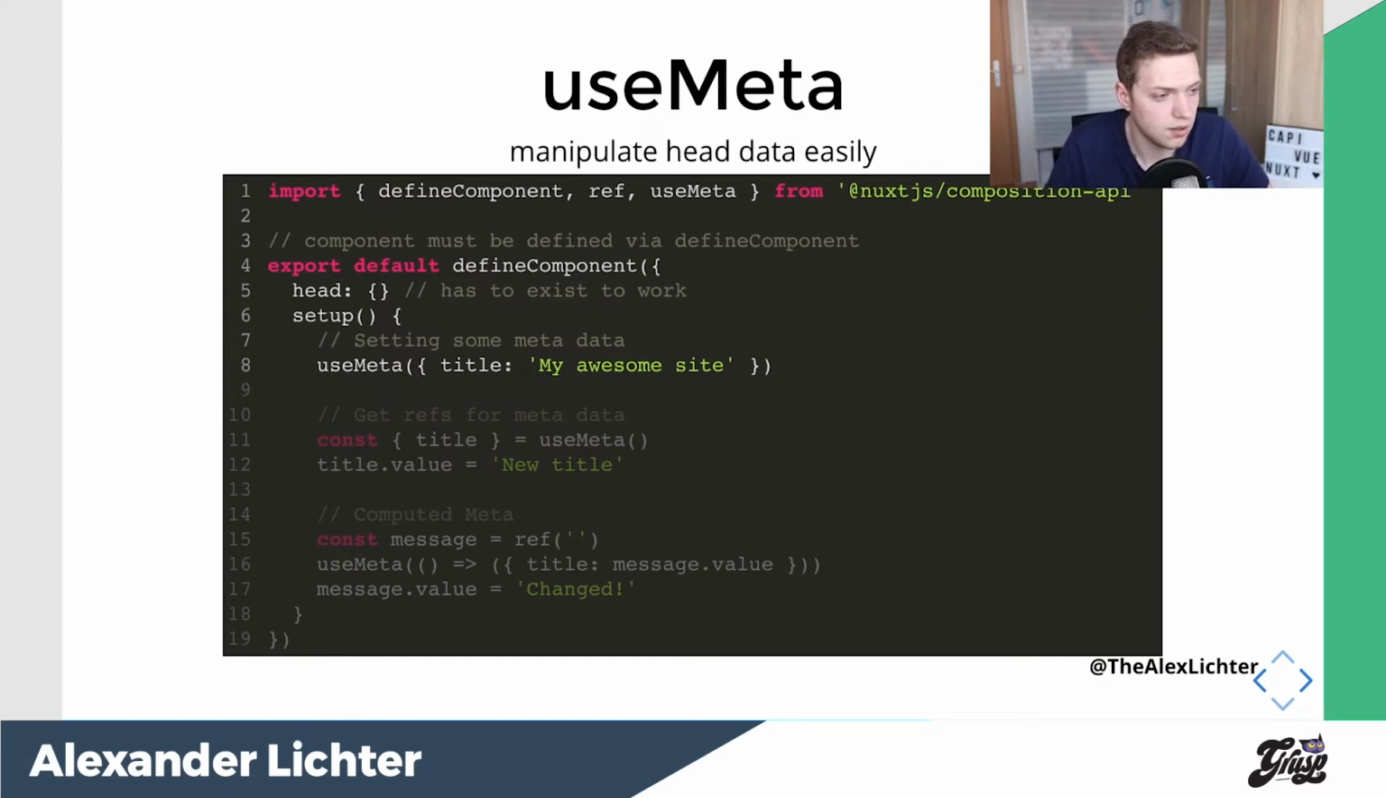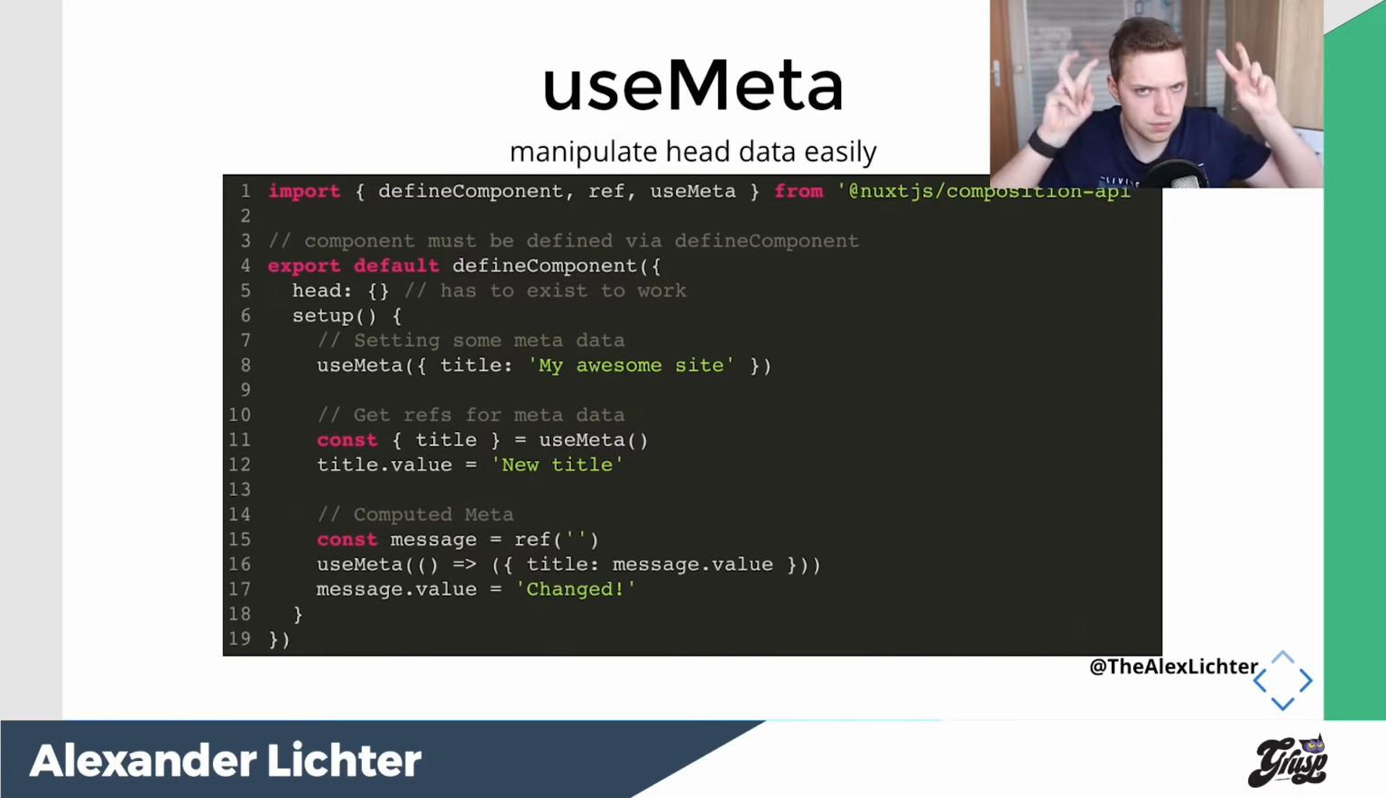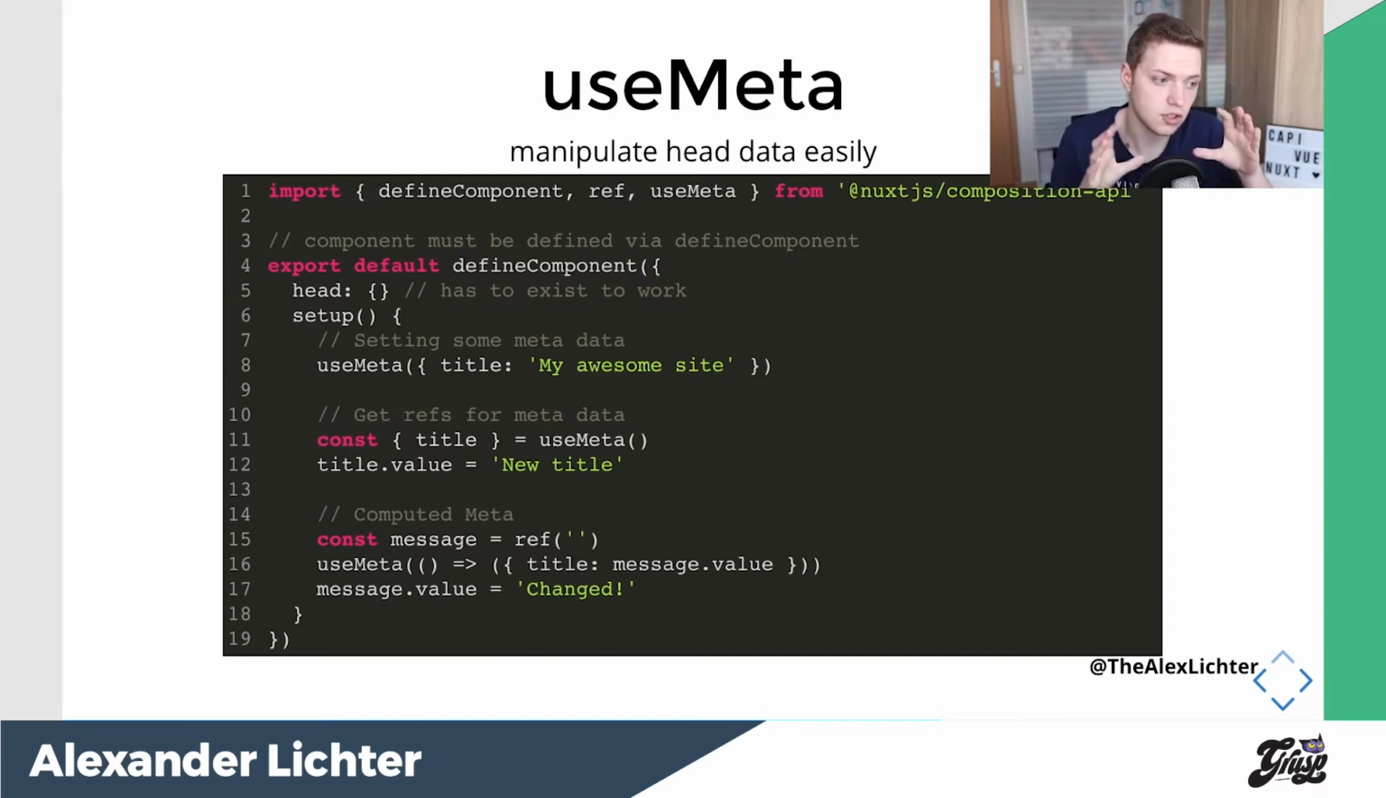So the first way is we can use meta and just pass in some initial data. Another way is we can also get refs. For example, we get the title and say title.value equals some value, and it will change. So we can also get reactivity in here. And another option is to have some kind of computed meta property. So we define a ref, we say useMeta, put in a function, and then we can change the ref used in this function, and similar to a computed property, dependency tracking will work and the metadata will update. So these are 3 ways to use that. However they come in handy, just give them a try.